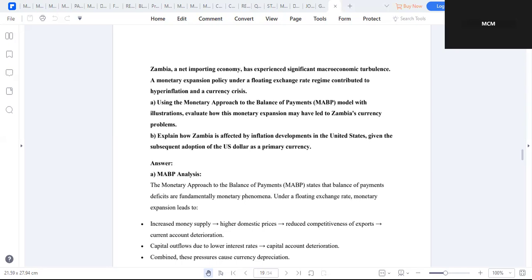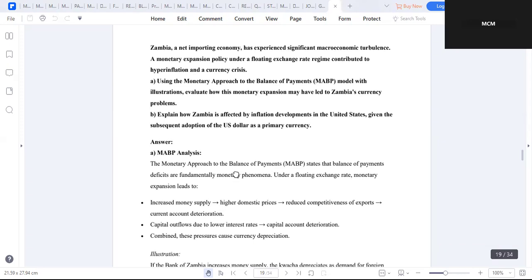So I've just given you some background for understanding the concepts. Question 15: we want to answer using the MAP model with illustrations. Let's evaluate how the monetary expansion may have led to Zambia's currency problems. To start with, the MAP explains the balance of payments disequilibrium as a primary monetary issue. This is when money supply is growing faster than the demand.